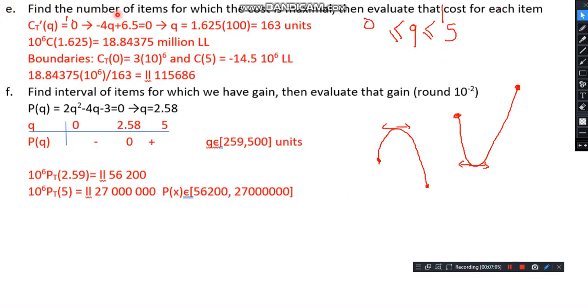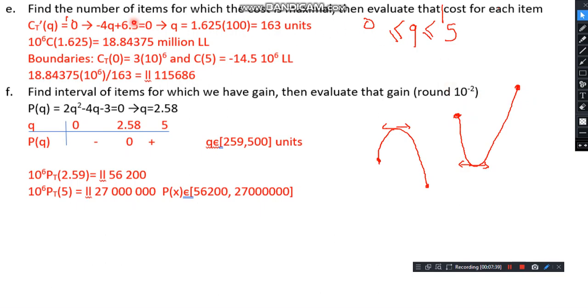Now find the number of items for which the cost is maximum, then evaluate that cost for each item. I don't have a table of variation for the cost to find the maximum or minimum. If you look at this picture here, this is the maximum, and this is the minimum. If you have a picture like this, this is the minimum and this is the highest point, which is the maximum. So if you don't have a table of variation, to find the max and min you set the derivative equal to 0, and check the boundaries to see which one is max and which one is min.